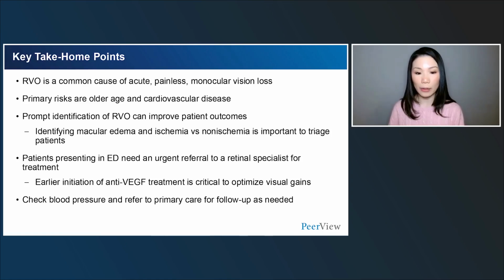Don't forget that there's one other important person in this triangle, which is the primary care specialist, who's going to be really key in making sure that their blood pressure is controlled, their cardiovascular risk factors are optimized, so this doesn't happen to the other eye or happen again, and maybe even work them up for systemic issues like hypercoagulability if appropriate in that situation.